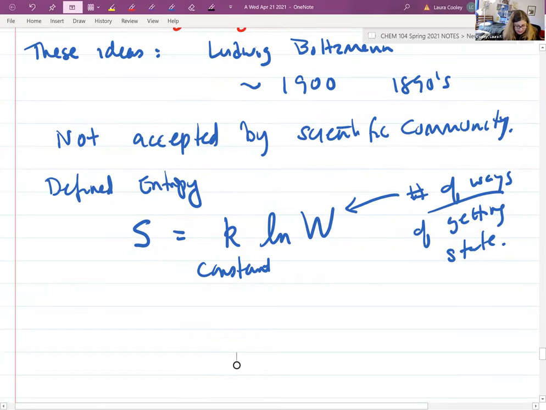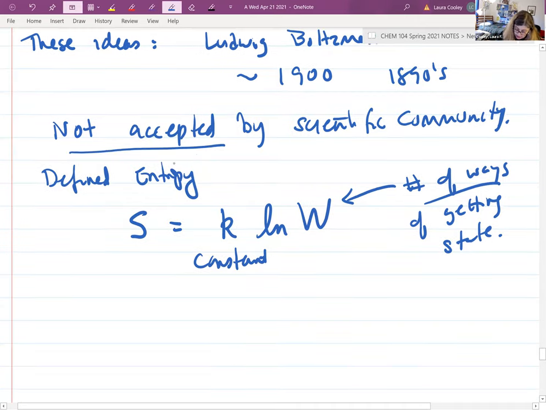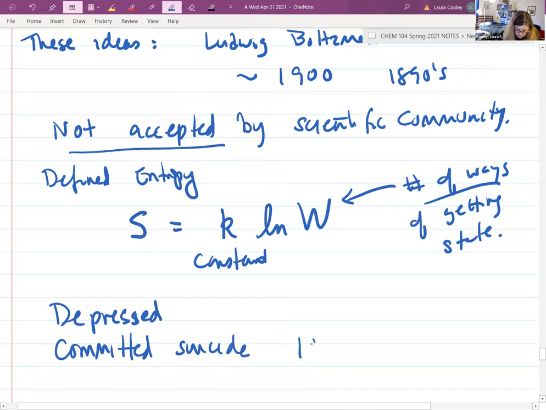Yeah, so like I said, if you don't understand this, then you're in good company, because this was not accepted by the scientific community at the time. And Boltzmann struggled with depression. He actually committed suicide in 1906, I think it was. And I have a picture of his tombstone here to show you.